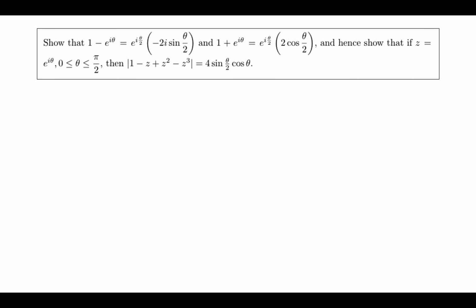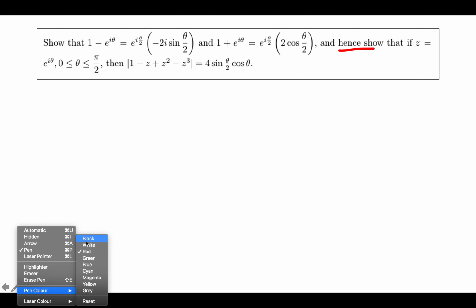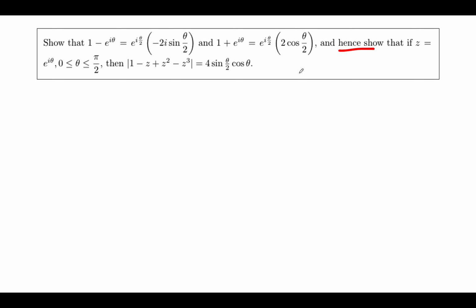Alright, so next we have to solve the second part of this question, right? And the word "hence" here gives us a very good starting point. This word tells us that we have to try and use what we derived in the first part of the question in order to maybe solve this very weird identity.